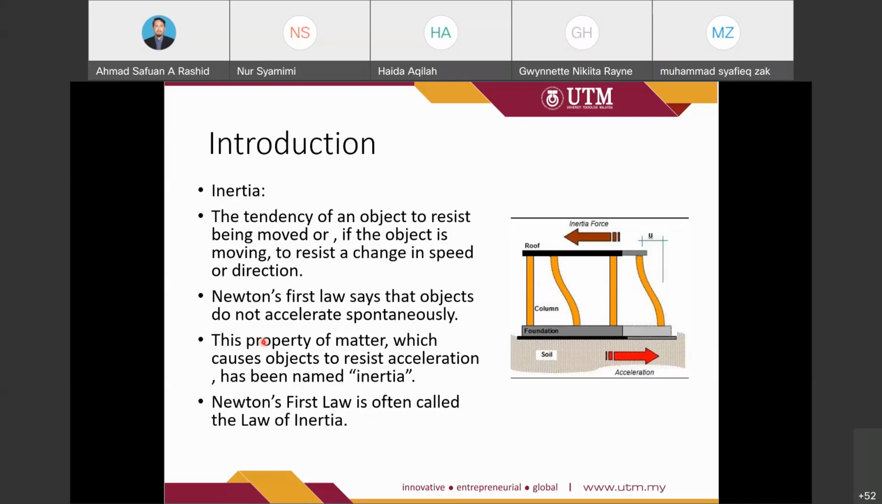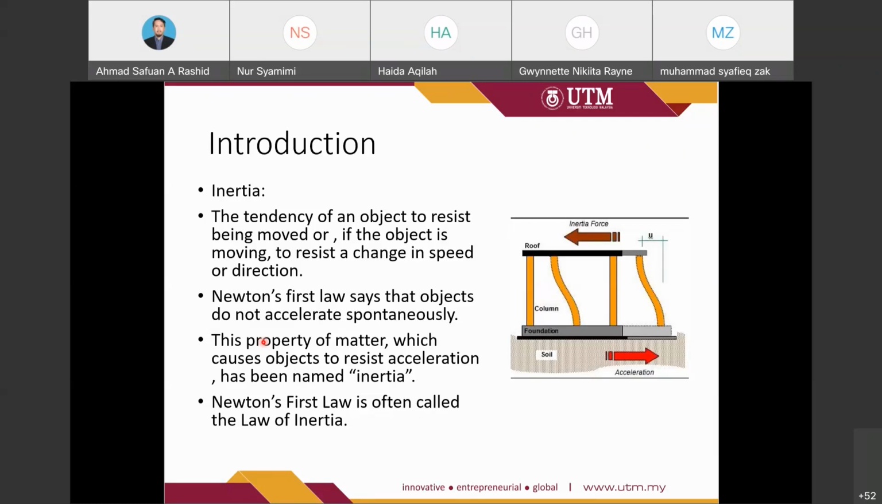A simple analogy: if somebody drives a car and you are the passenger, and the driver has a sudden stop, you can feel that you are moving forward. And if the driver suddenly moves off, you can feel that you are moving back. So that is the simple explanation of the inertial force.